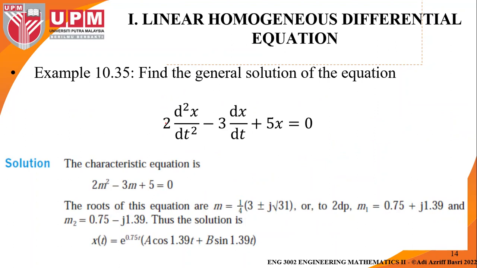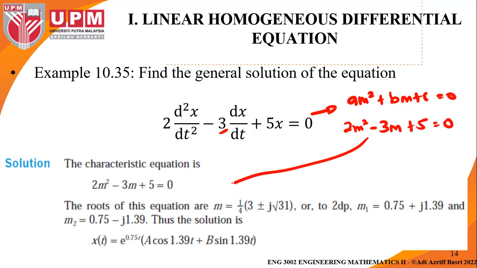Find the general equation for 2 d square x divided by dt square minus 3 dx divided by dt plus x equals 0. So you need to change this in terms of the characteristic equation, which is am square plus bm plus c equal to 0. What is your a? a is 2. What is m? m is square. What is your b? Minus 3. And plus 5 is equal to 0. So this is the same form as the previous one. Once you have this one, you need to find the root of m.